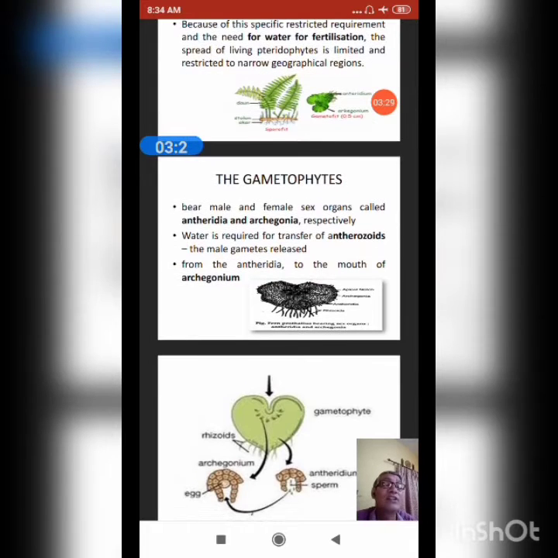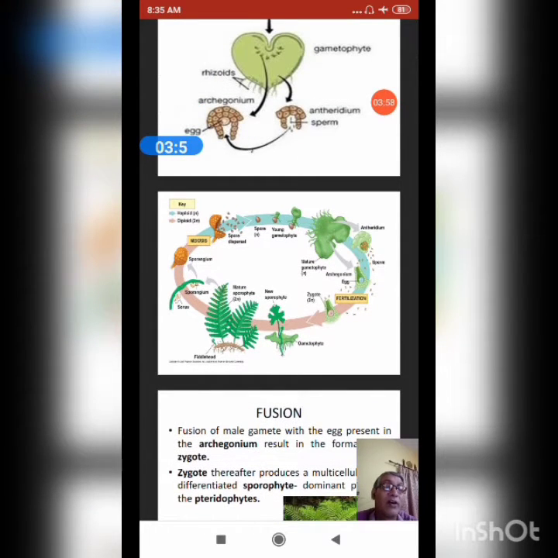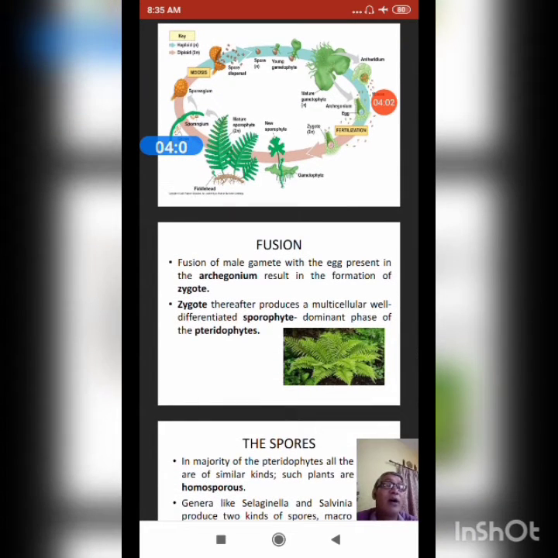Let us discuss gametophytes. The gametophyte is the reproductive phase. These bear male and female sex organs called antheridia and archegonia respectively. Water is required to transfer the antherozoids, the male gametes, released from the antheridia to the mouth of the archegonium. I am showing you the picture of the prothallus. Here you are seeing the picture of the gametophytes, and the complete picture of the fern life cycle is also depicted here.